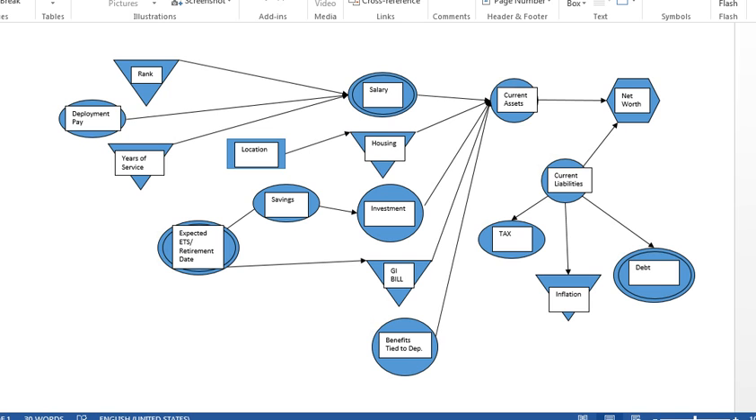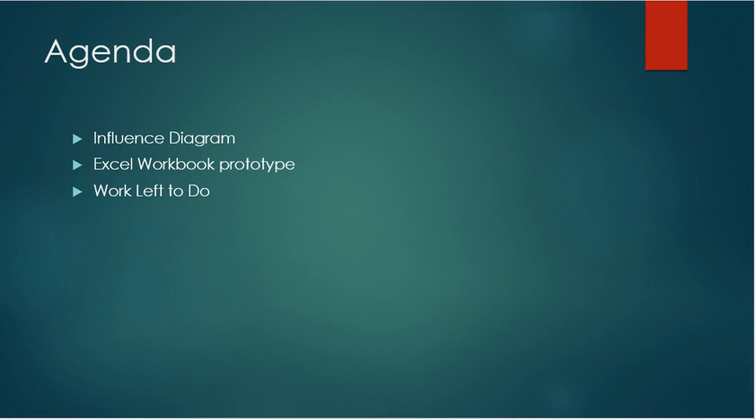And expected ETS and retirement date affects both savings, which affects investment, and it also affects the GI Bill. And housing is affected by the location, which affects your BAH. Salary is affected by your years of service, deployment pay, and your rank. And all this ties back into net worth, and that's basically what we made our Excel workbook on.